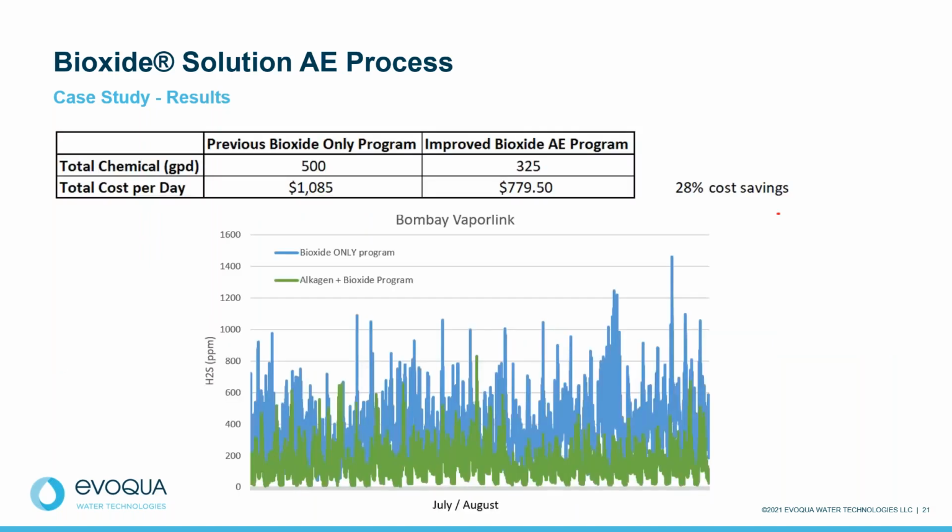And we were able to give them about a 28% cost savings. Their total chemical use per day with the bauxite-only program was 500 gallons a day. With the Bauxite AE program, they were only using a total of 325 gallons of combined chemical a day. And this achieved much better sulfide results at the Bombay lift station, as you can see in this graph.